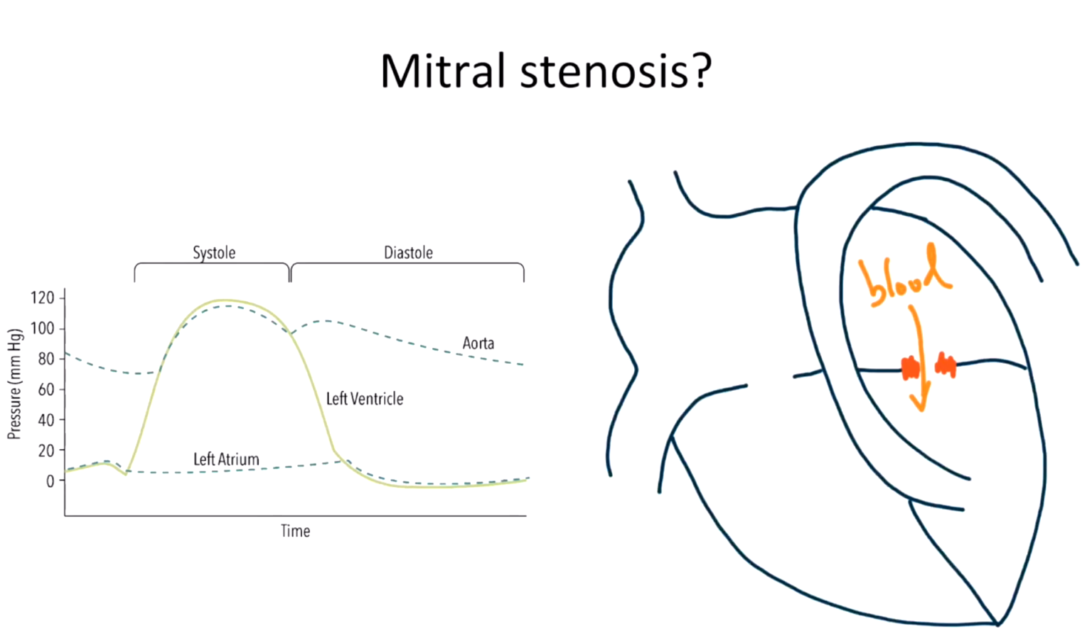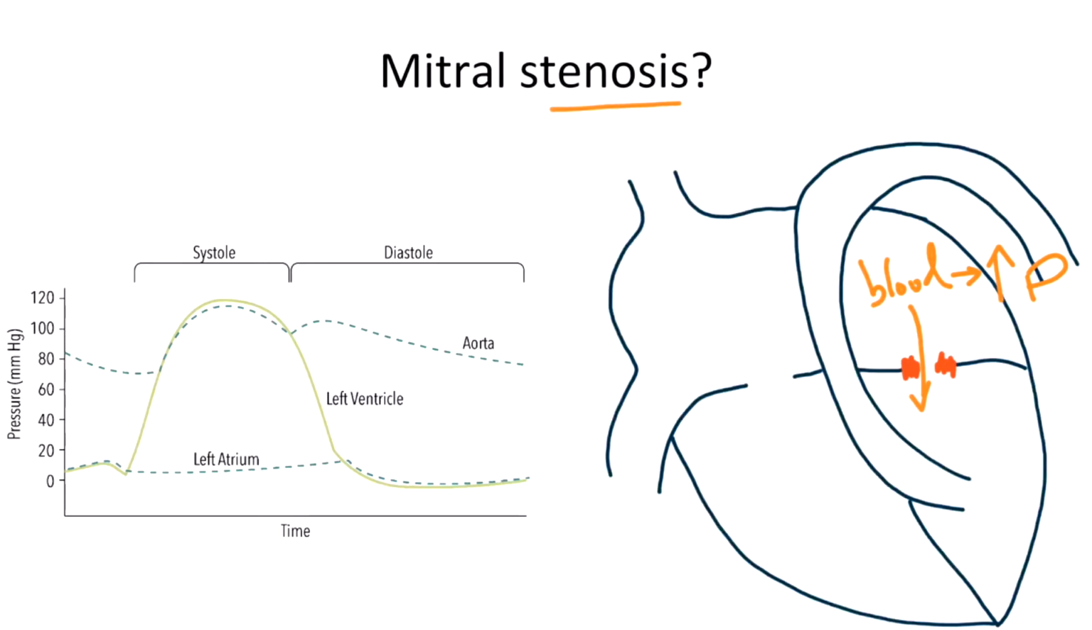Because it's harder for blood to move from the left atrium to the left ventricle, there is more blood in the left atrium during diastole and during systole. This means we'd expect the pressure in the left atrium to be higher than normal. So we'll just draw an up arrow with a P to represent increased pressure. Okay, so with this in mind, let's return to the question. How would the pressure tracing figure change in a patient with mitral stenosis?